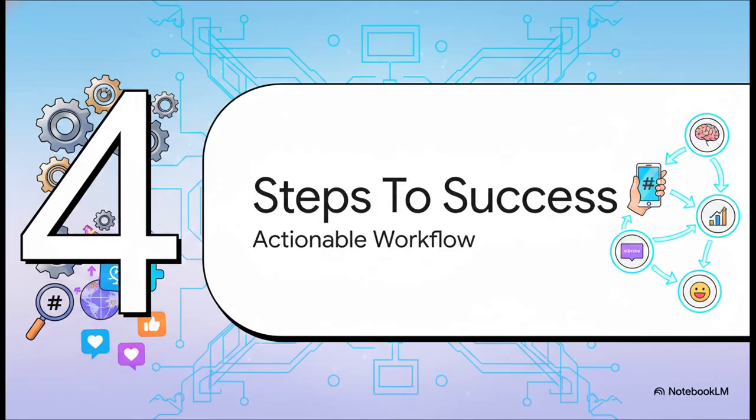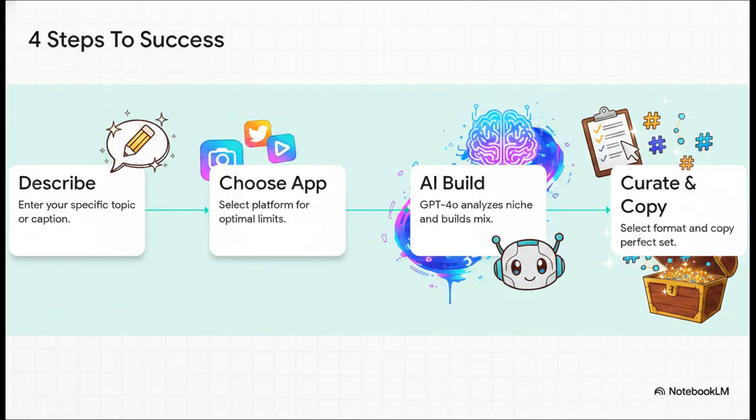Next up, Section 4, 4 steps to success. We know this strategy sounds a bit complex, but the execution really doesn't have to be. Here are 4 super simple steps to seamlessly generate this precise mix using Toolstack's AI hashtag generator. Step 1, just describe your content. Enter your specific topic or just paste your caption right in.